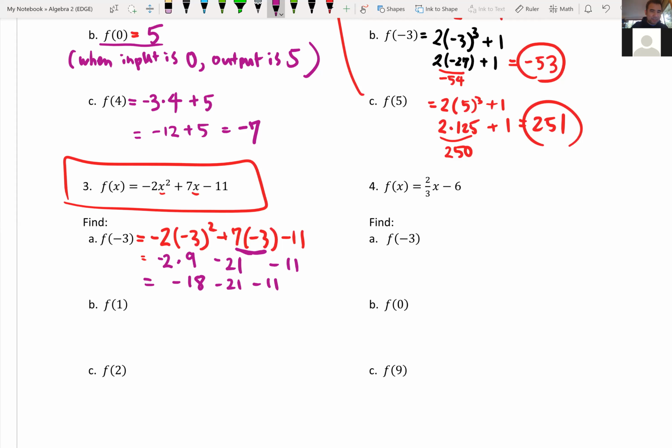And that will be, again, take out your calculator if you're not confident about adding and subtracting integers. Just use a calculator. Negative 18 minus 21, that's negative 39. And then subtract 11, so that would be negative 50. Did you get that? Negative 50 is your answer. Okay.